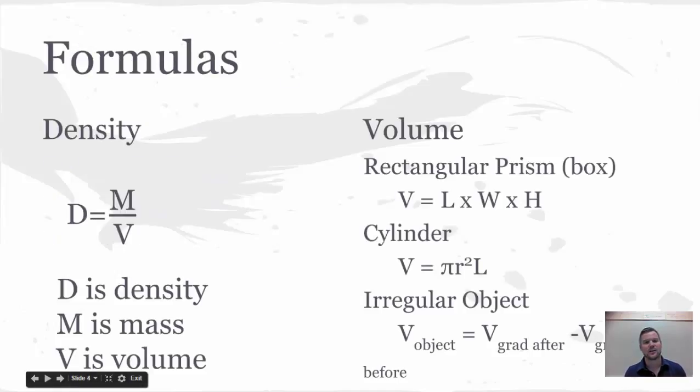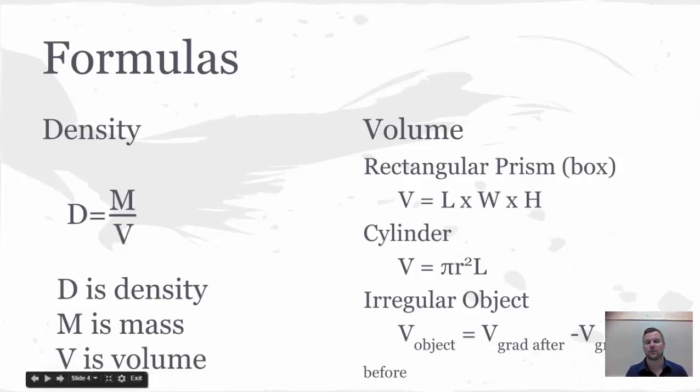So the density formula, you need to know this. D is equal to m over v. D is density, m is the mass, v is volume. We normally measure mass in grams and volume in either milliliters or in centimeters cubed. The volume calculations: if we have a liquid, we can directly measure the liquid, but if we have a solid, we're going to need to figure out the volume of that item using one of three techniques.